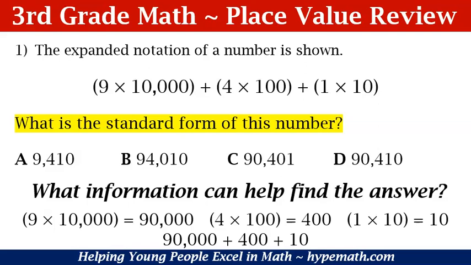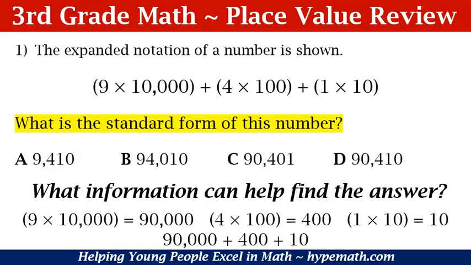Let's look at C, okay? We have our 9 in our 10,000s place. That's correct. We have a 4 in the hundreds place. Okay, that's correct. It looks promising. But we have a 1 in the ones place, and that is not correct. Okay, so C cannot be our answer because we do not have the 1 in the ones place.